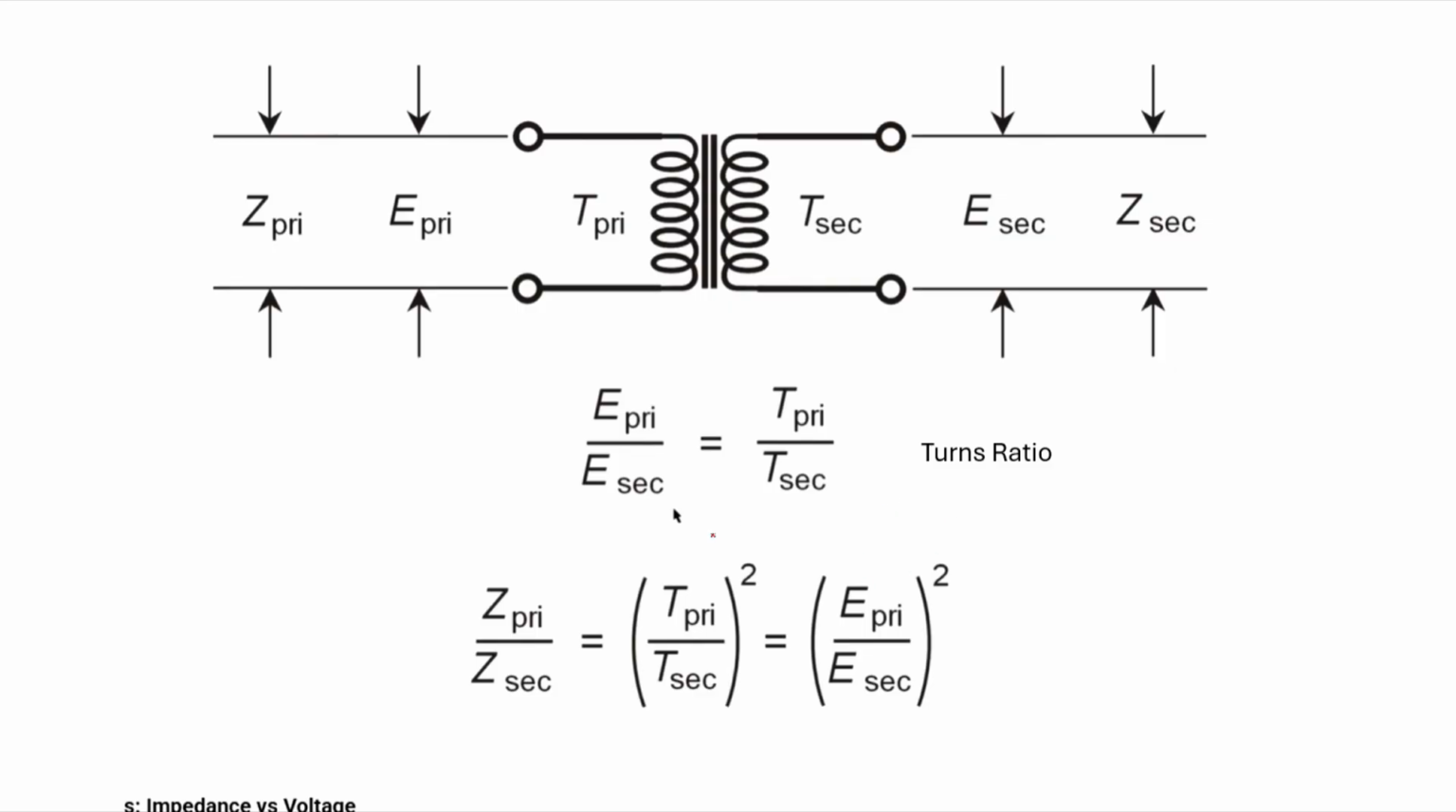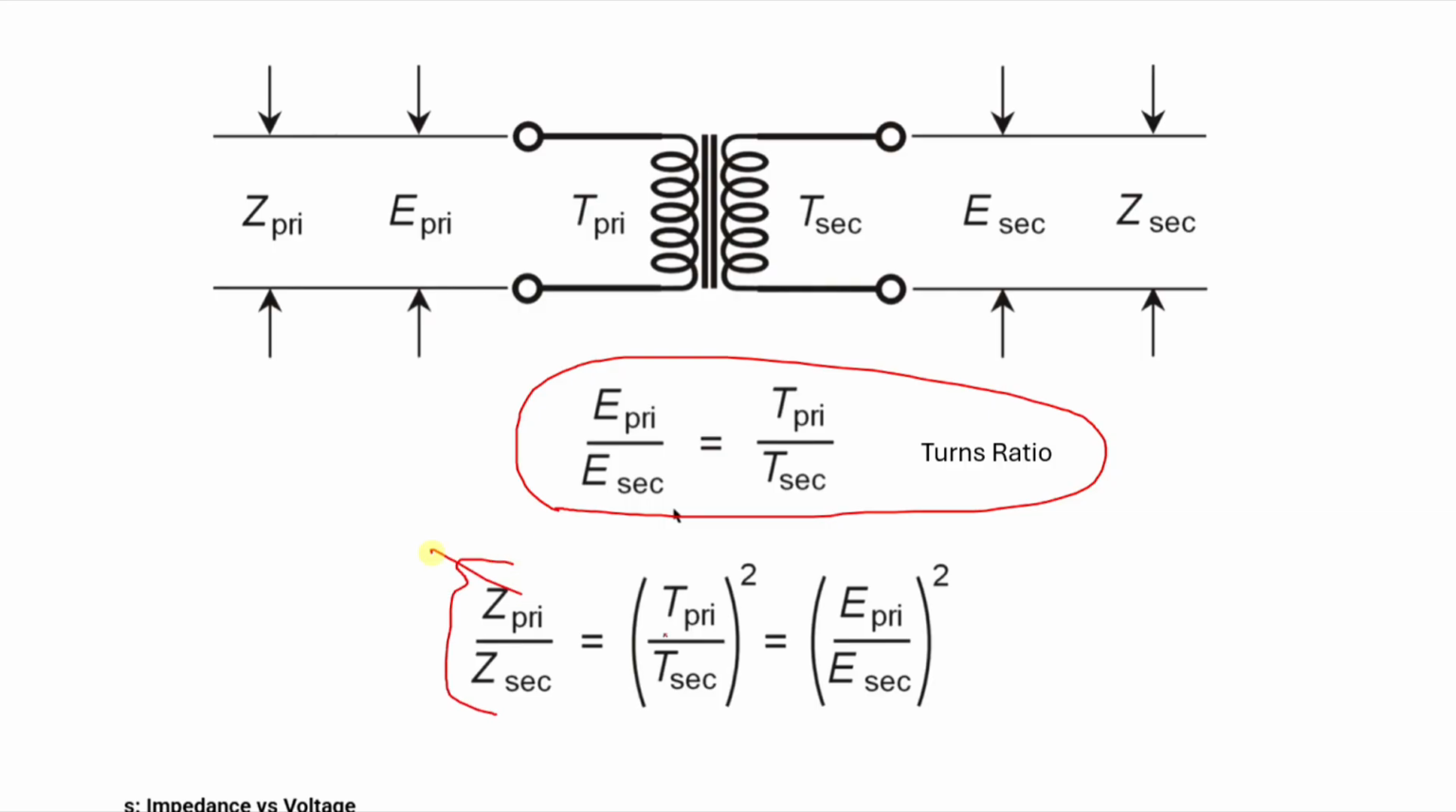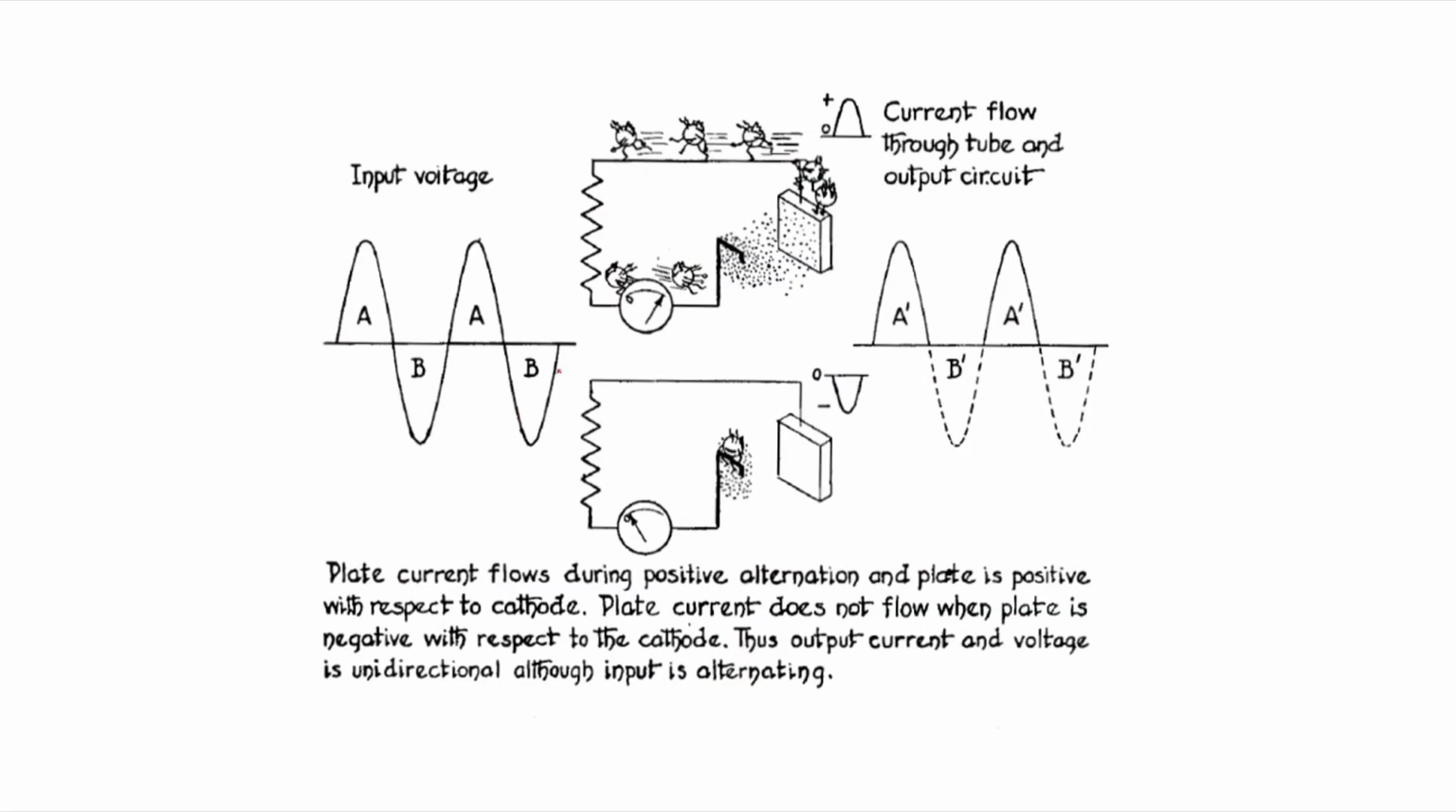Okay, I've already covered this. That's the turns ratio. This is for impedance matching, and we're not going to get into this today. This will come into play when we get into the actual design of the output stage of our amp. But this is a good resource right here.